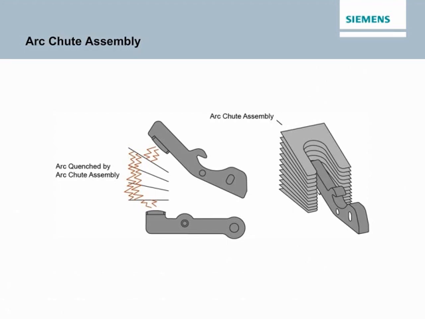Circuit breakers commonly use an arc chute assembly to quench the arc. This assembly is made up of several U-shaped steel plates that surround the contacts. As the arc is developed, it's drawn into the arc chute where it's divided into smaller arcs, which are extinguished faster.